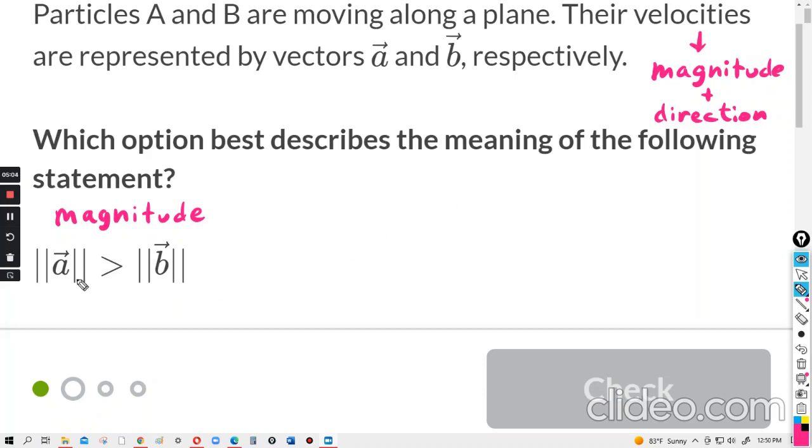But without the direction, the velocity is just speed. It's just going to be a number, like let's say 35 kilometers per hour. The speed is the velocity, but without the direction. So here they're just saying the speed of A is greater than the speed of B. It's just going to be a number without the direction. So let's look at the choices.